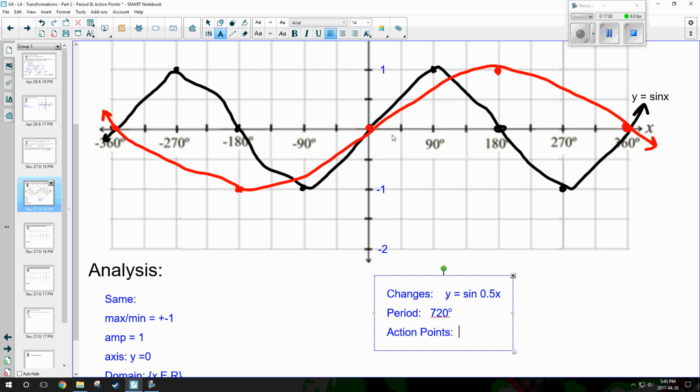But now, because it's been stretched out and our period is a total of 720 degrees, notice that our action points, if we start here at 0, the next action point doesn't occur all the way to 180 before it hits a maximum. And then again, the next one before it hits the axis again is 360. So we notice that our action points are now every 180 degrees instead of every 90 degrees.